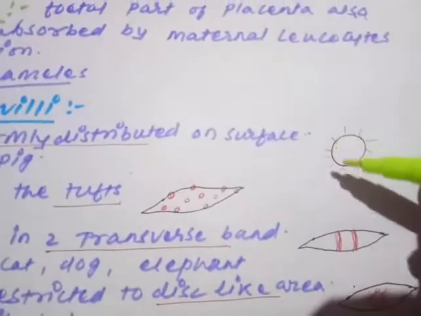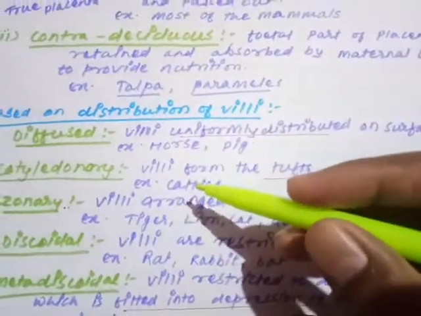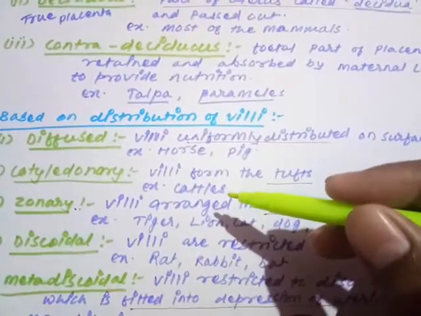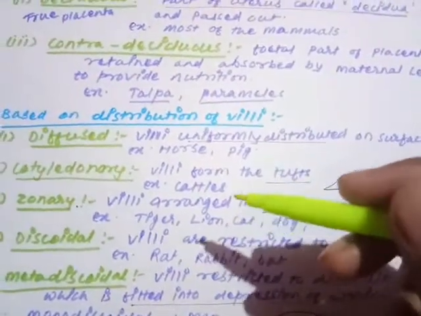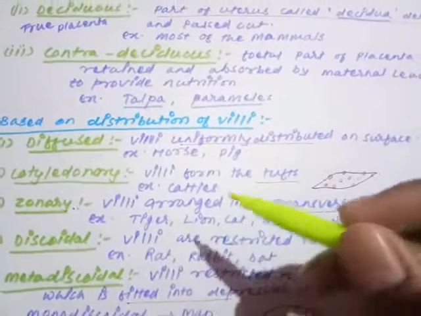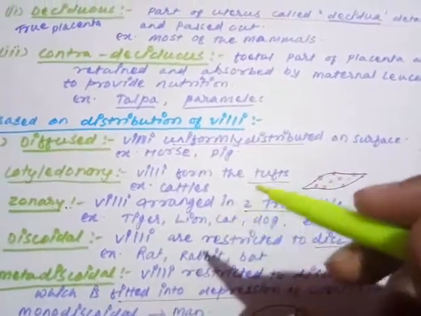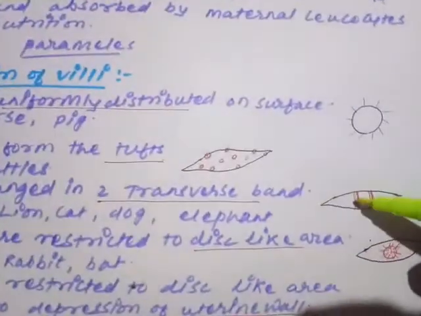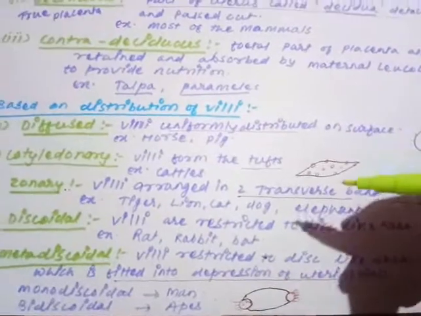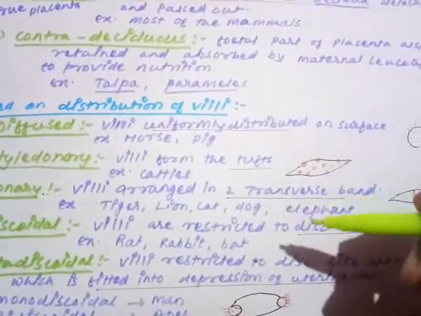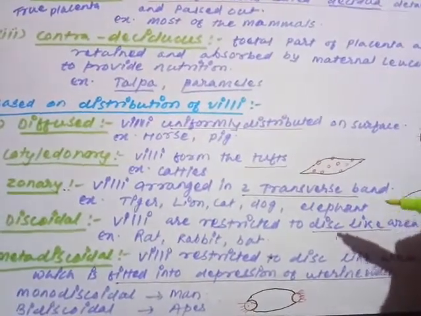Here in that diagram, it's a very easy diagram, you can understand very well. The villi are present all over the surface of the placenta. Next one, cotyledonary placenta. In the cotyledonary placenta, villi are present in the form of tufts, present in cattle. You have to remember the example, you don't need to remember anything else. Here zonary placenta, villi are arranged in two transverse bands. Villi arranged in two transverse bands means two bands are formed like that: one band of villi, a second band of villi. This is the property of carnivora. One example you have to take care of here is the elephant. So all carnivorous mammals will have the zonary placenta, along with the elephant.